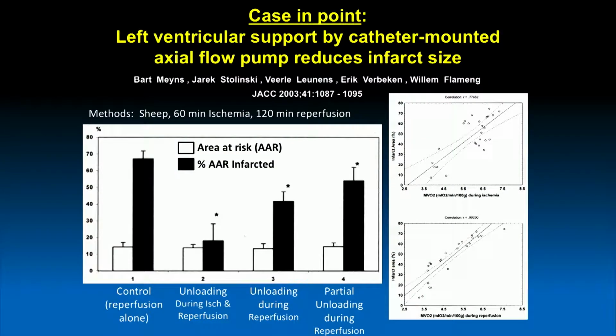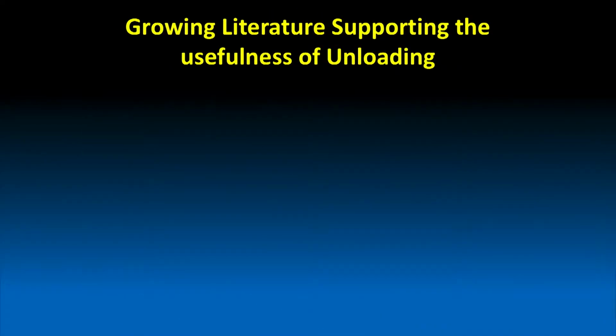And this is really a key finding, in that this is telling us that unloading is not an all or none phenomenon, but there's a dose dependence of the phenomenon. So the more you can unload, the more you can reduce the oxygen consumption during the insult and during the reperfusion, the more myocardial salvage that you'll have.